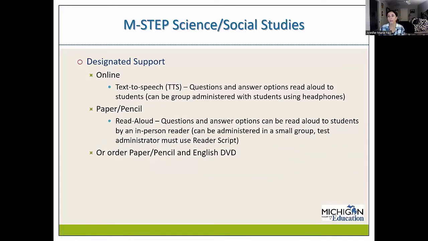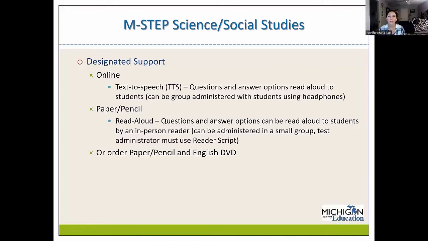Science and social studies. Again, very similar options, which is good. That means it's consistent. That means kids are going to be seeing very similar things and having similar experiences across the content areas if they have to take all of these depending on their grade level.